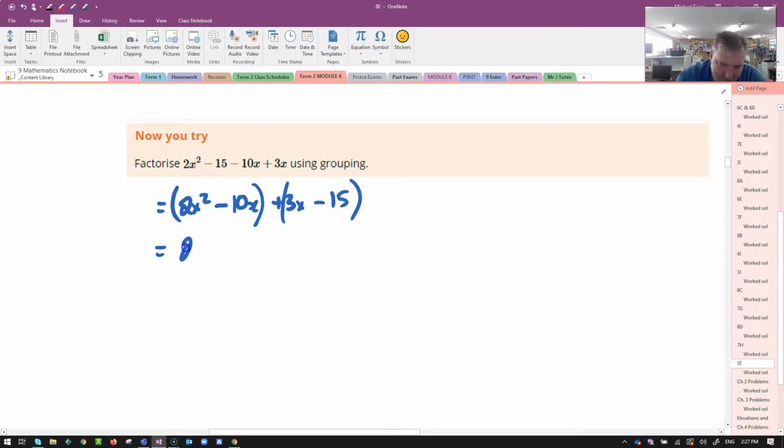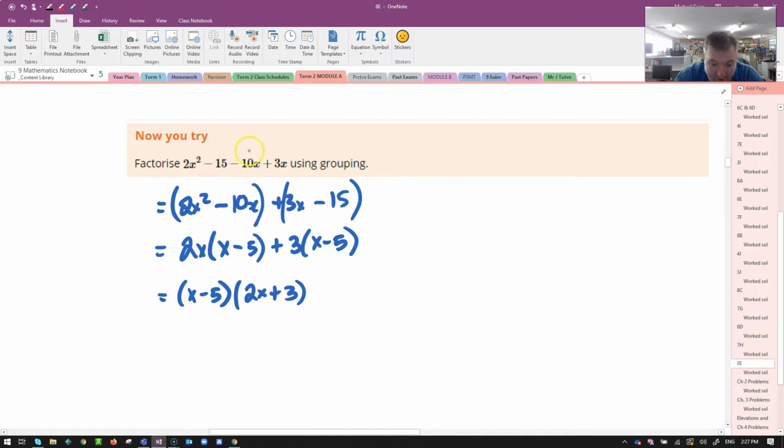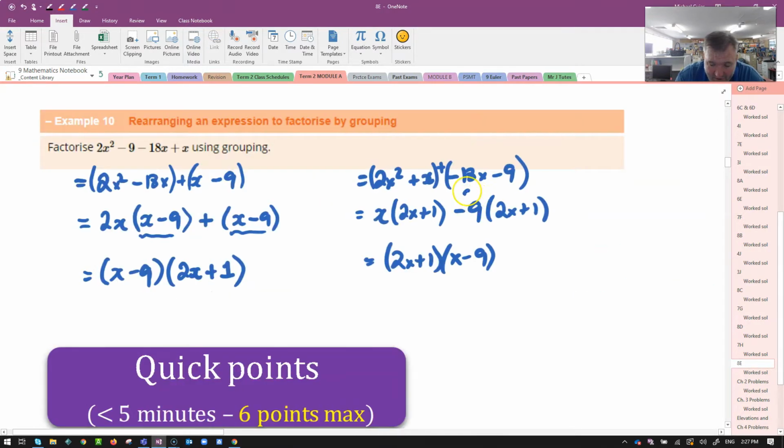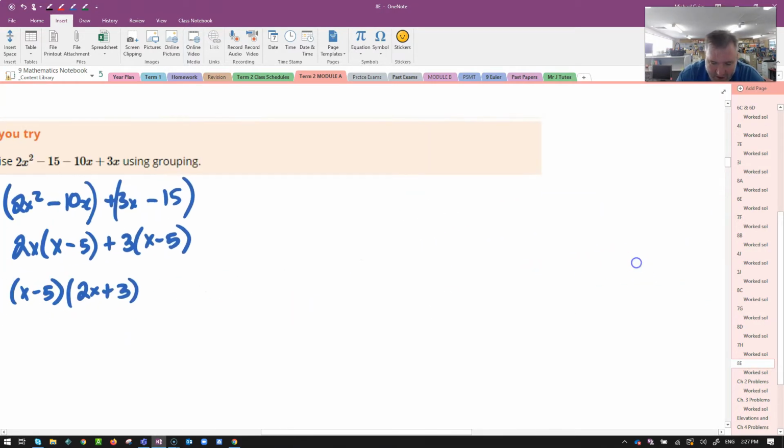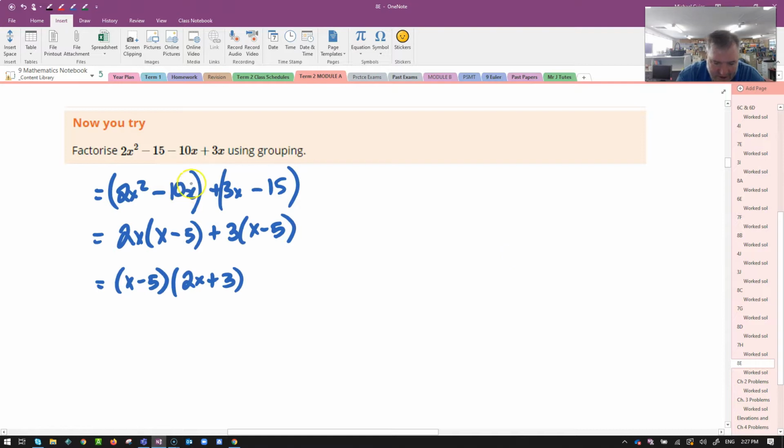Here we go. 2x is a common factor, and I've got x minus 5 left over. Second expression, 3 is a common factor, and again I have x minus 5 left over. X minus 5 is my highest common factor, and what's remaining? 2x plus 3. If you want to try it a different way, maybe instead of having the -10x as the second term, pop the 3x there, see how you go, see if you get the same answer.